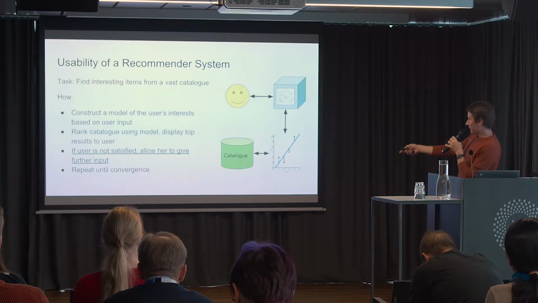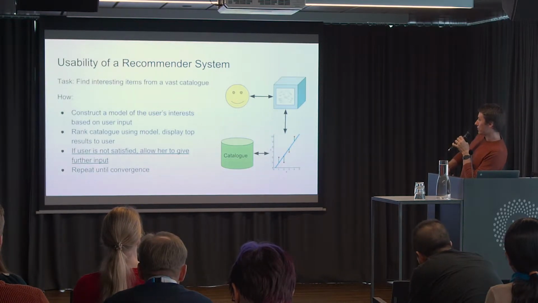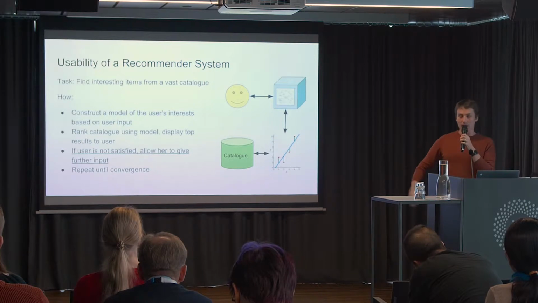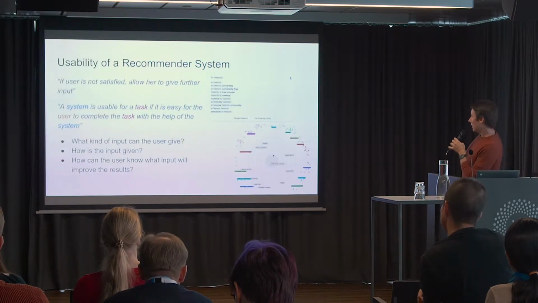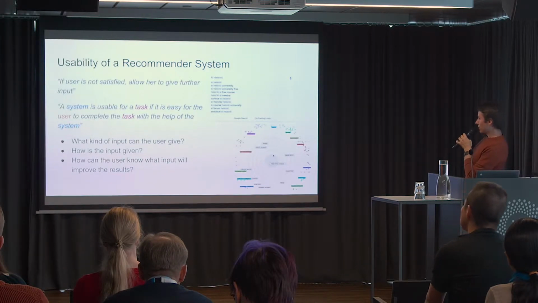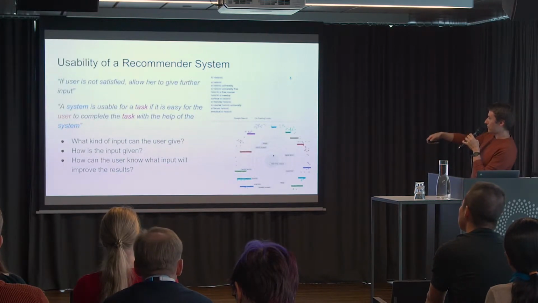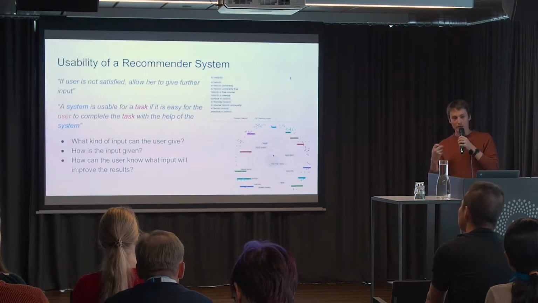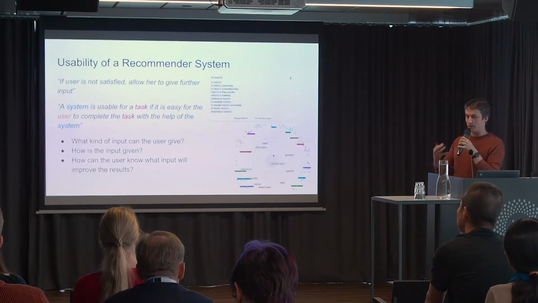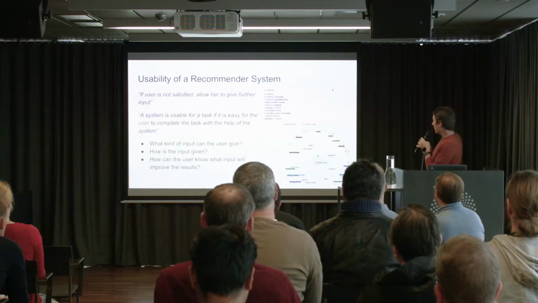All right, but the interesting point here is the number 3. So if the user is not satisfied, allow the user to give further input. So how do we go about that? Right, so we had this theory that the system is usable for a task and so on. So how is the user able to give feedback? How is the user able to change the user model within the system? What kind of tools does the user have for that?